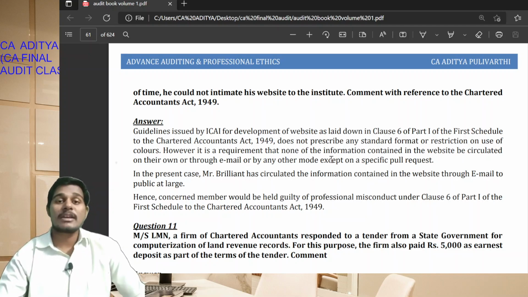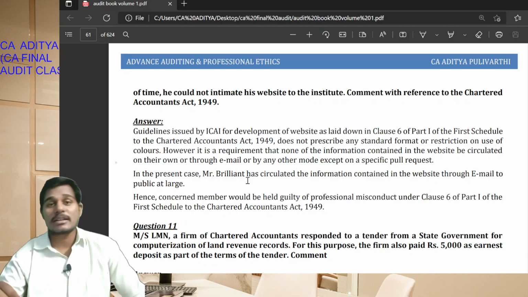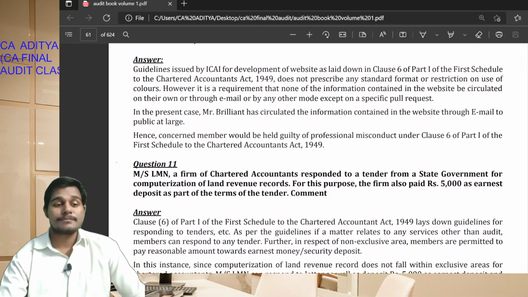Since in the present case he has solicited through email, it will be professional misconduct as per clause 1 of part 1 of the first schedule to the Chartered Accountants Act.